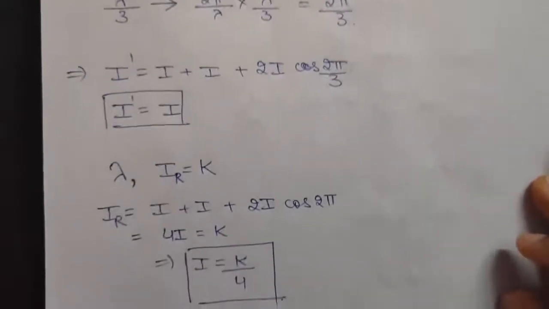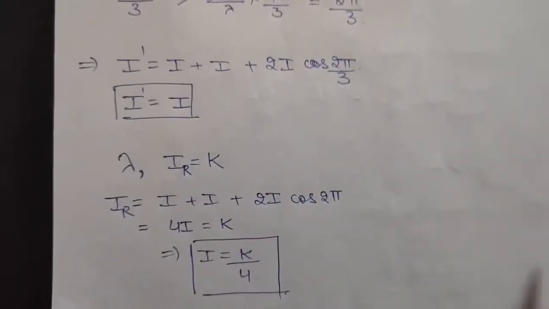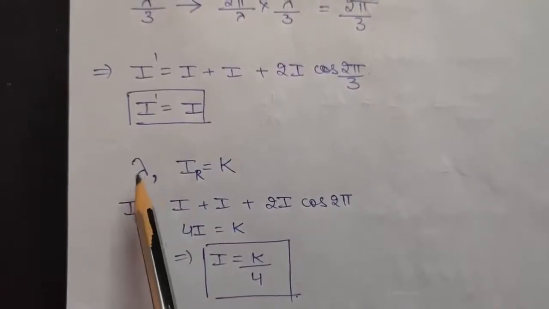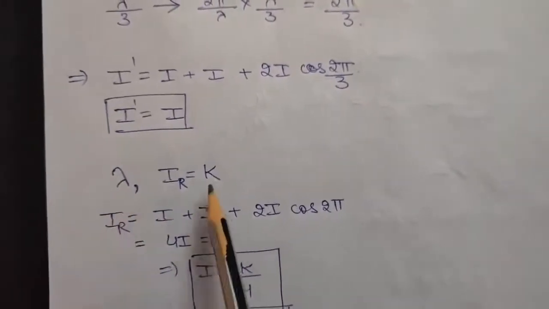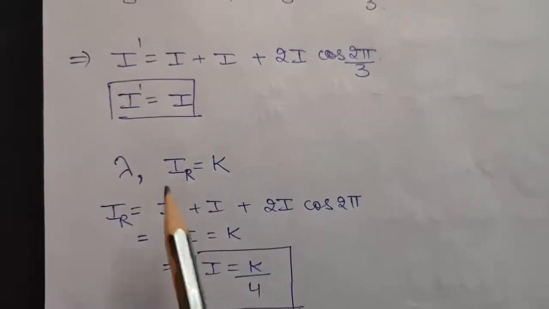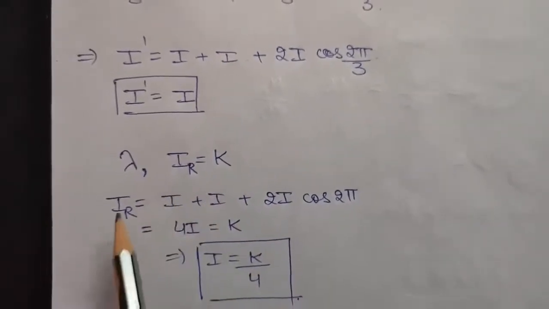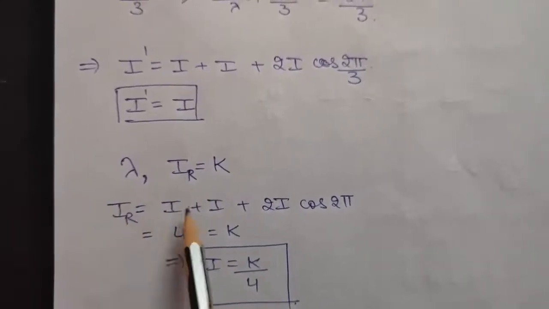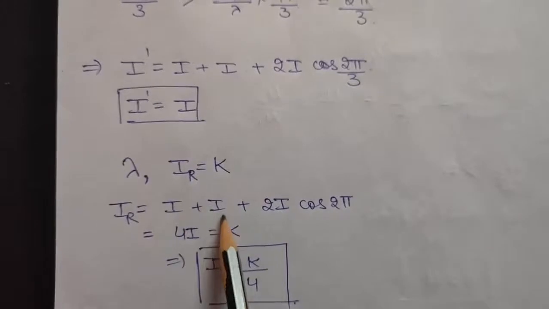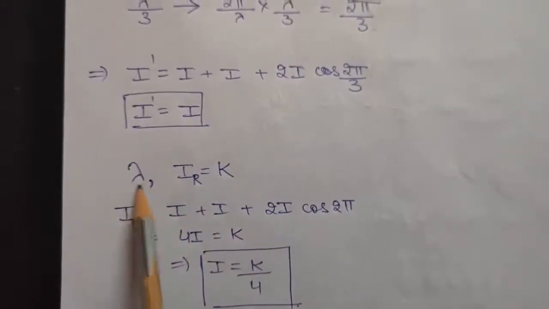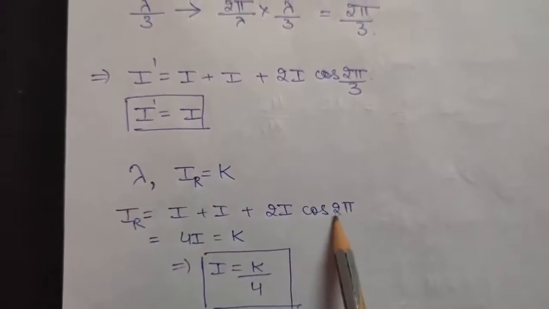Now the second condition given in the question is that when the path difference is lambda, your intensity is equal to k. So now let us use this condition and calculate the resultant intensity. Here I am denoting it by IR. Again that will be I1, that is I, plus I2, that is I, plus 2I. Now because the path difference is lambda, the phase difference will be 2 pi.